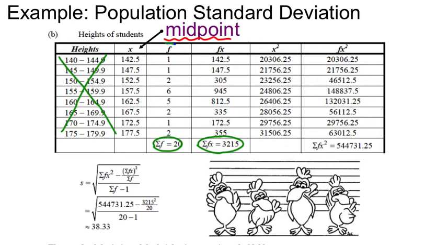Then the next column, we square x, x squared. So what that means is take 142.5 and multiply it by itself, and now you're getting some pretty big numbers. And you would take 147.5, multiply it by itself, you get that number. Okay. The last column is to take your frequency times your x squared. So 1 times 20,306, and you get 20,306. All right, there's our last set of numbers that we need.